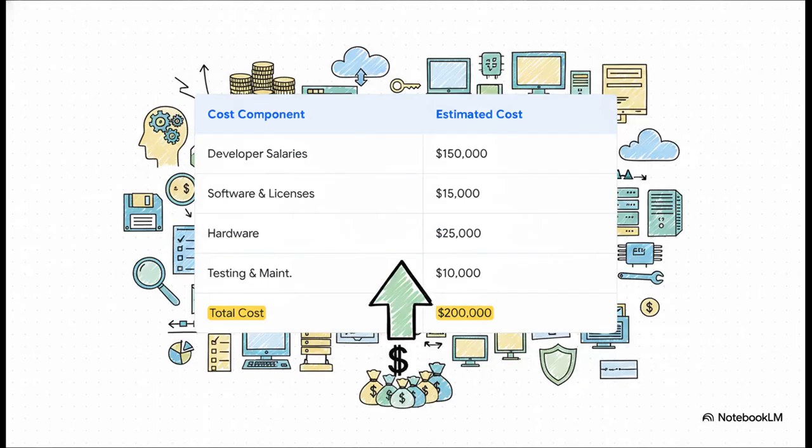Here's a really simple, practical example for a software project. This is a perfect illustration of that bottom-up approach we talked about. You can see how they've estimated the cost for each individual piece: the developer salaries, the software licenses, the hardware, and so on. And then they just add them all up to get that total estimated cost of $200,000.